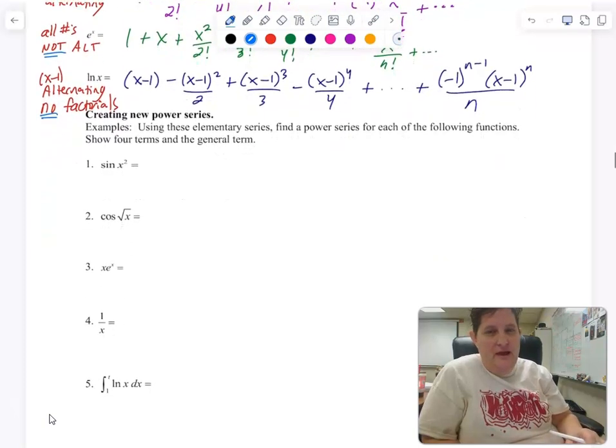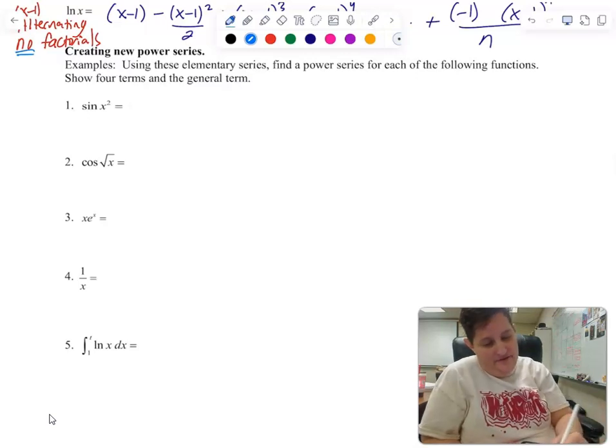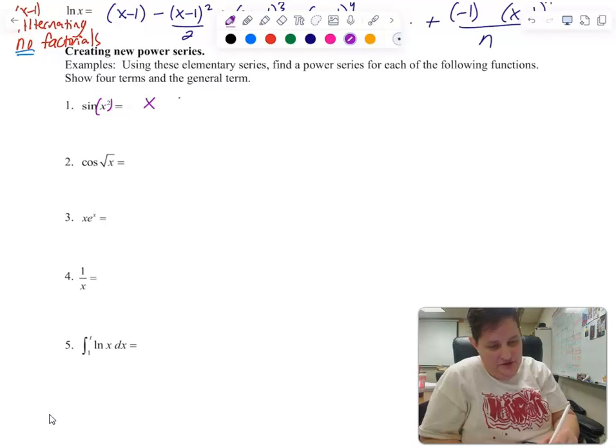So we can create new series by just using the ones we have. So for example, sine of x squared. You would remember, all right, sine is odds alternating. So right now I'm not writing x squared yet. Right now I'm just writing sine.